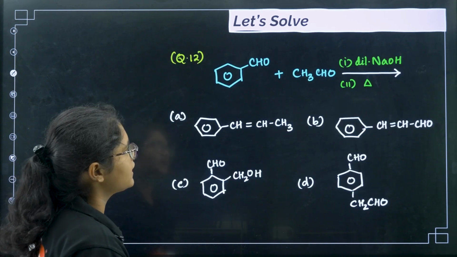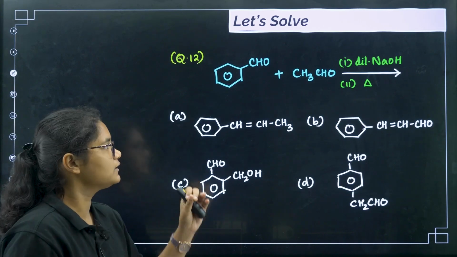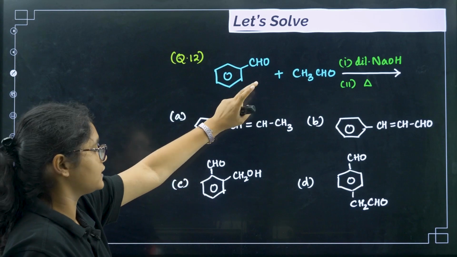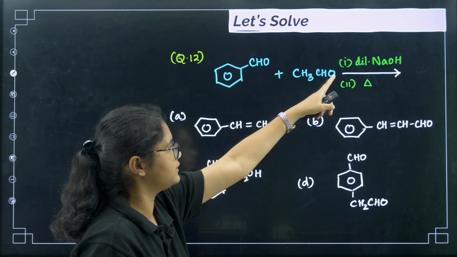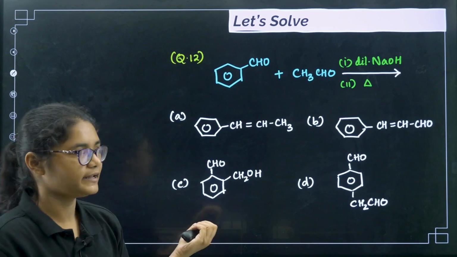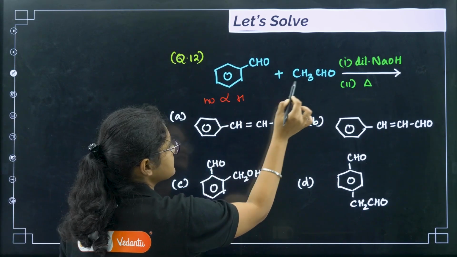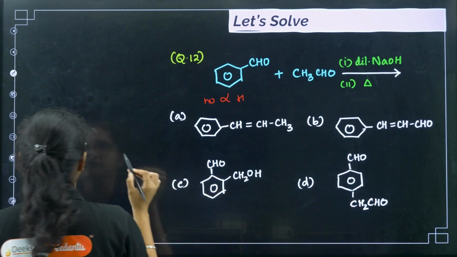Okay. Next, here one question is there. So this question is again from your previous year questions. Grignard reagent, you can see there are two reagents with dilute NaOH, right? So definitely this is your aldol condensation, and here you can see there is no alpha hydrogen. So that means this one will attack on this one. So how can we draw?